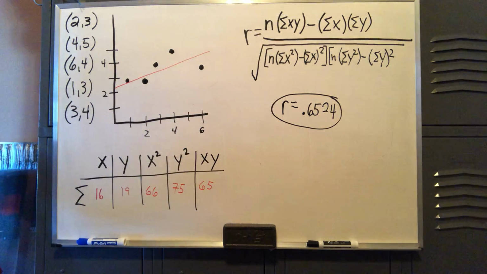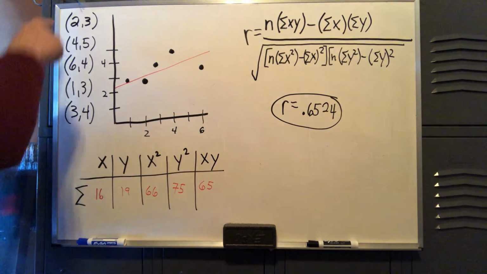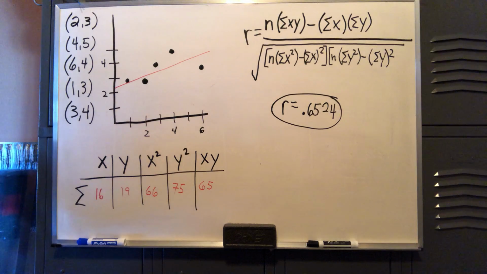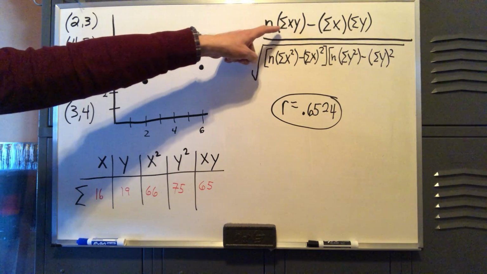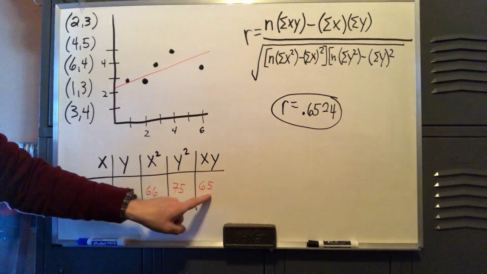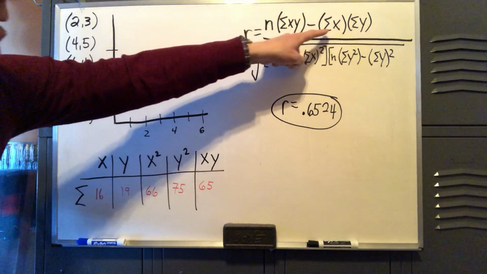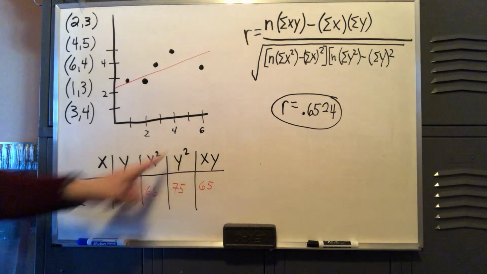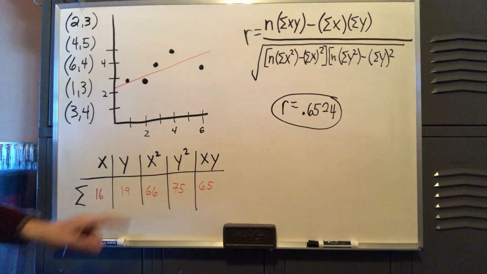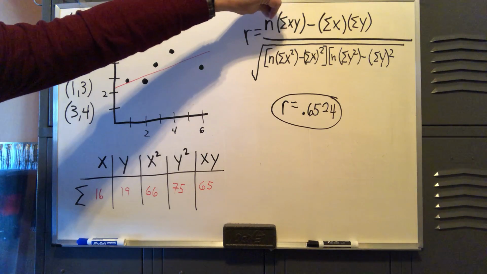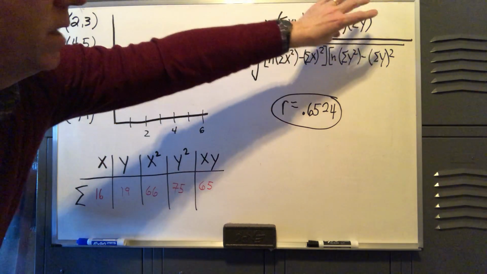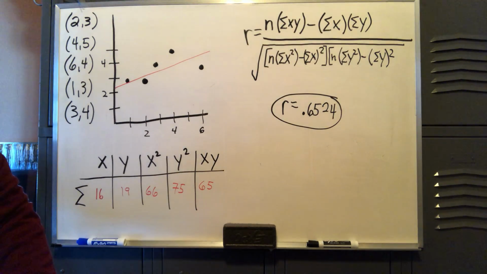Now, n is how many pairs we have. I have 1, 2, 3, 4, 5 pairs or 5 coordinates, so n is going to be 5. Then we plug in sigma xy, which is 65, minus sigma x, which is 16, times sigma y, which is 19. The math on the top is multiply first: multiply n times sigma xy, multiply sigma x times sigma y, and subtract them. Do it in that order. In the numerator, you'll get a single number.